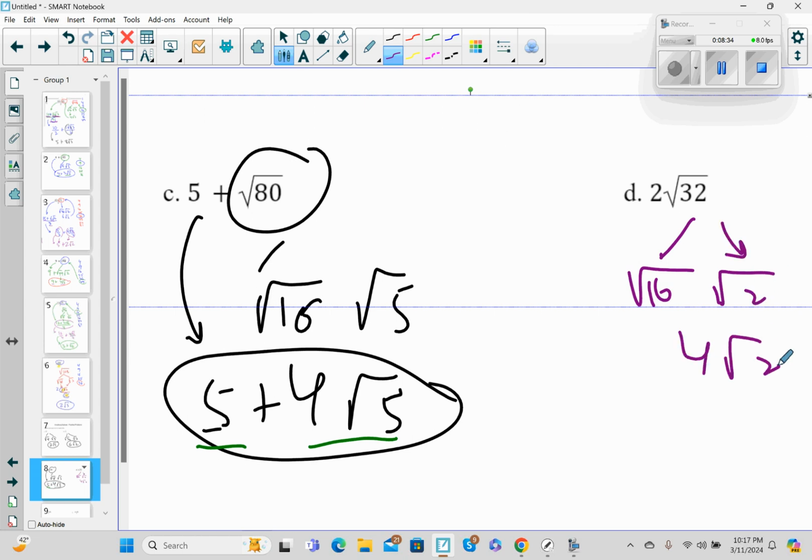Okay, over here, square root of 32 is square root 16 square root 2, which is 4 square root 2. Don't forget that there was already 2 here in front, so you do 2 times 4, and you get 8 square root 2.